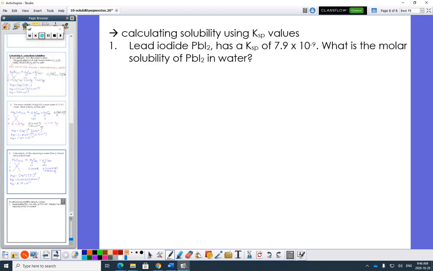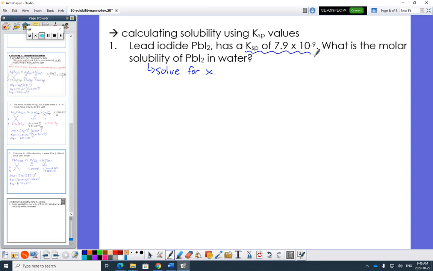Okay. So then the last kind of question you could be asked is, this time we want to find molar solubility. So we have to solve for x. Given the KSP, so similar to yesterday. I chose PbI2 because it has a 2 in it, which is the most complicated kind of question you could get here, because we have to do the cube root.